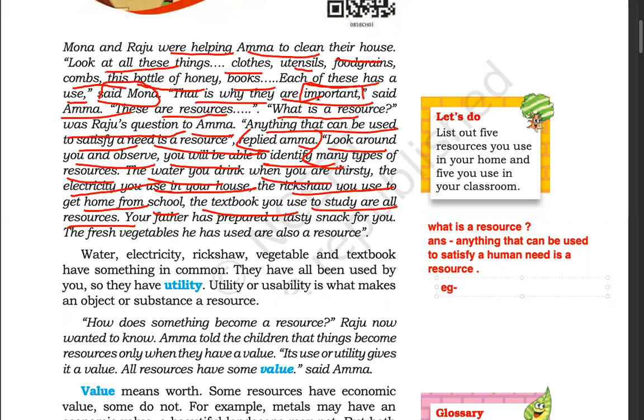So right over here, examples are books, electricity, and then we have water, then we have food, rickshaws, right? We have a lot of things.